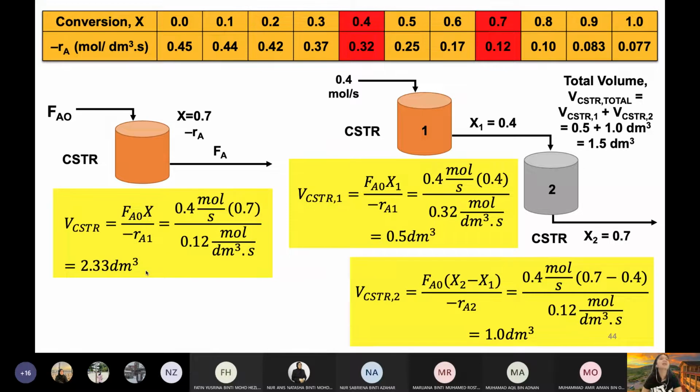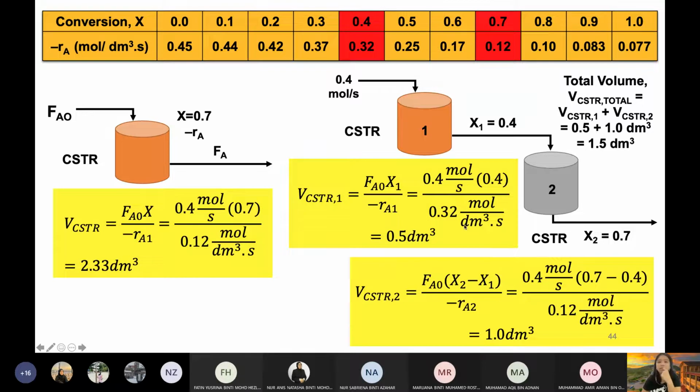Okay, now next, let me calculate kalau kita guna two reactor in series pula. How big my reactor will be? Reaktor pertama, reaktor kedua. Okay, so for the first reactor, dia convert daripada 0 to 40%. Okay, so X1 0.4. So the formula become volume CSTR first equals to FA naught 0.4, X1 0.4. Okay, kebetulan molar flow rate pun sama, conversion pun sama 0.4 divided by minus RA1, meaning minus RA at your X1. So your X1 0.4, your minus RA is 0.32.